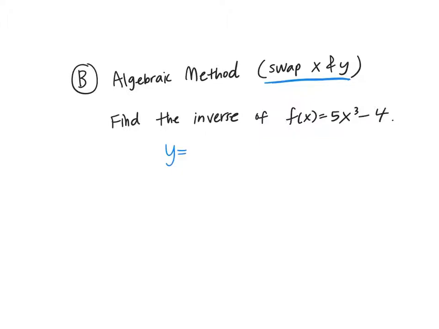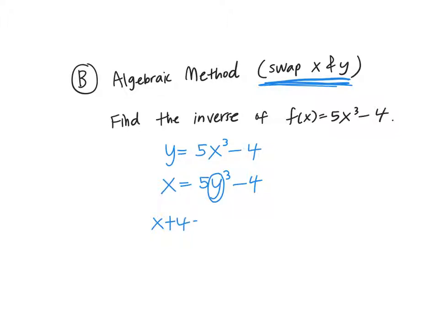So if I rewrite f of x in terms of just y, I get y equals 5x cubed minus 4. Now we have to swap the x and y because when you have an inverse, you're swapping things. So you put an x wherever you see y, and you put a y wherever you see x. So we just swap their locations. And then you solve for your new y.